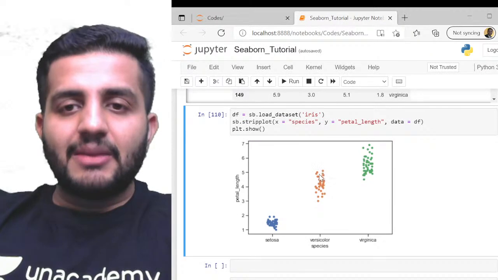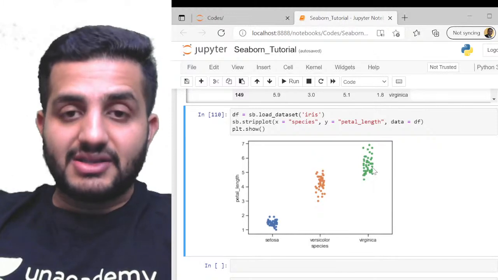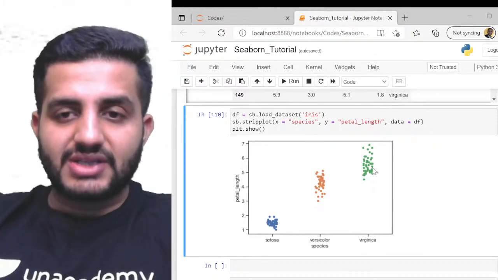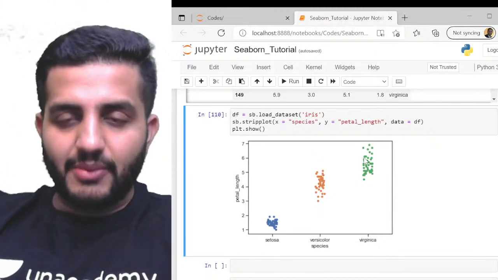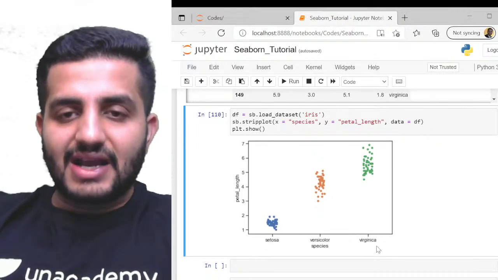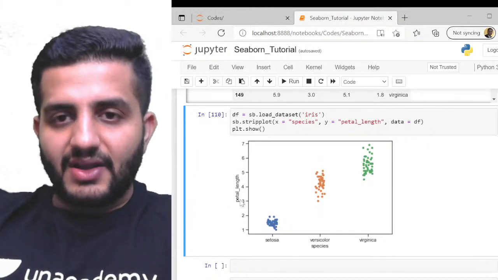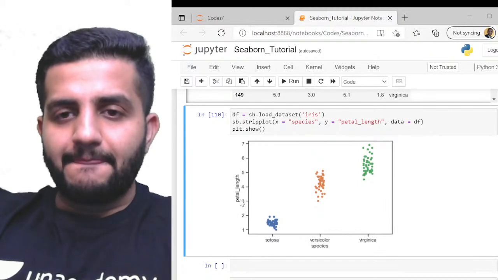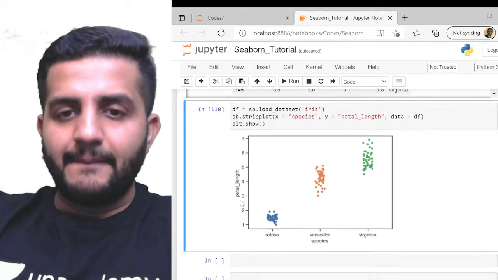So the ranges are high here, meaning the minimums and maximums are more spread. And compared to versicolor, virginica has the longest, the biggest leaves, I would say. The petal lengths are again the highest here. Are you able to get this? So now I have plotted the categorical variable on the x-axis and the numerical on the y-axis. Clear, guys? Clear?